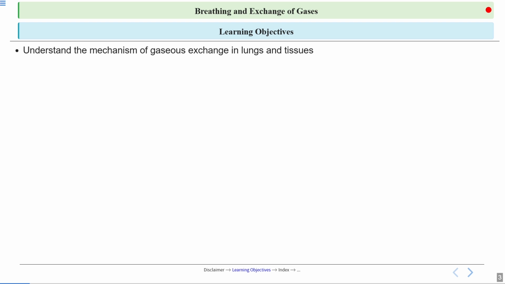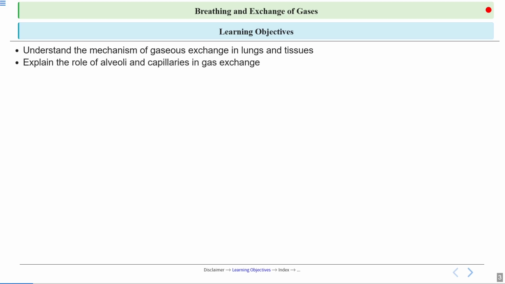Now, let us see the learning objective, what we are going to learn from today's lecture. To understand the mechanism of gaseous exchange in the lungs and tissue. When we are studying about breathing and exchange of gases, breathing we have already covered yesterday, and today we are going to cover the exchange of gases, how the gaseous exchange takes place. Gaseous exchange takes place in the human body at two places, one in the lungs and one in the tissue. So we are going to understand the mechanism of how gas exchange takes place in the human body.